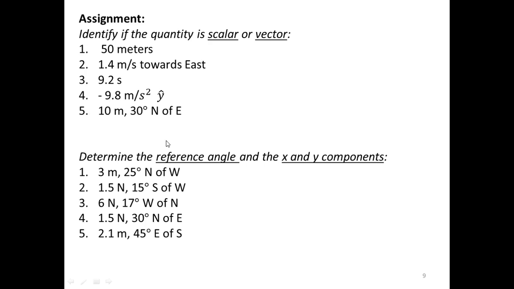And then another assignment is you have to determine the reference angle and the x and y components of each of these vectors. So we have here the first vector, second, third, fourth, and fifth. You have 5 items, and you have to look for the reference angle, the x component, and the y component of each of these vectors.